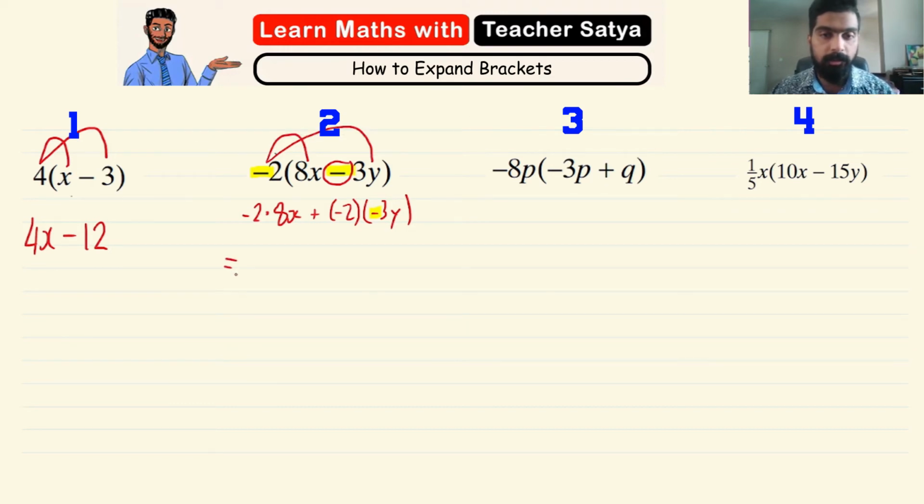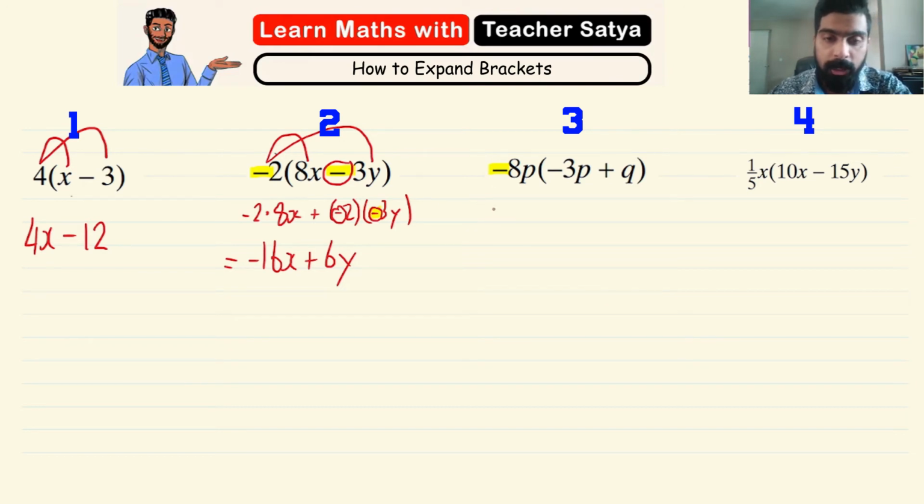Now the final answer we will have is negative 2 multiplied by 8x is going to give us negative 16x, and with a plus. Now this negative multiplied with this negative is going to give us a positive value. Therefore negative 2 multiplied by negative 3y is going to give us positive 6y, and that would be our final answer. Now let's go to the third question right here. Again, we have a negative in front of here, so let's keep that in mind while expanding the bracket.